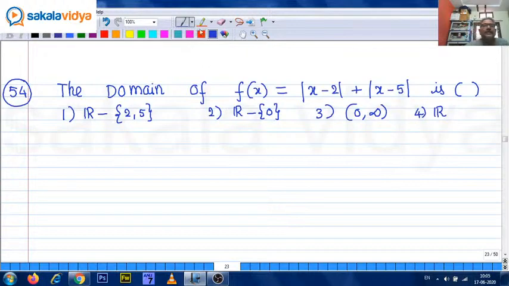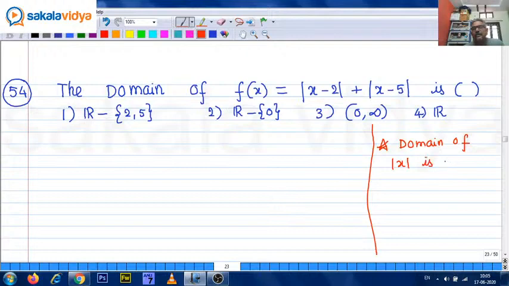Okay, let me discuss the basic facts first. Domain of mod x is the set of real numbers, or the domain of mod of x plus or minus a is also the set of real numbers, whatever it may be, where a belongs to the set of real numbers.